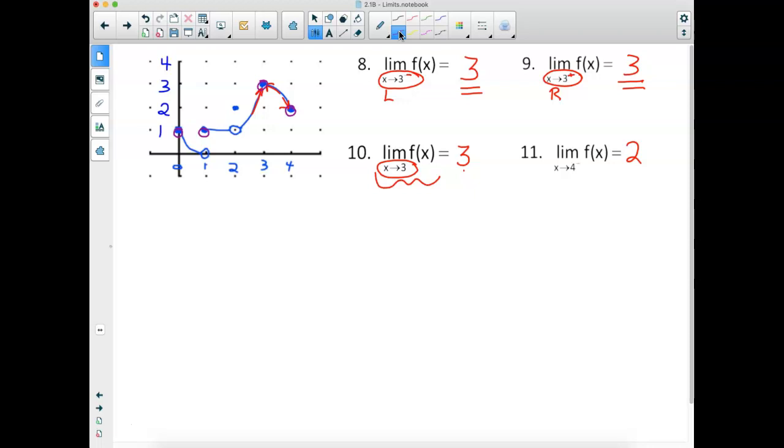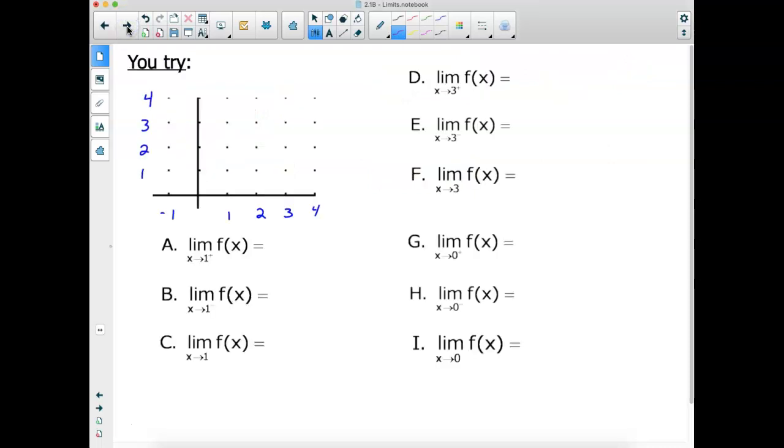Functional value does not matter when I think about a limit, okay? So what I'm going to do here is come to the next page, and I'd like you to copy this example down on your page, okay? Then I'm going to hit pause and let you do these limits, and we're going to see how you turned out.